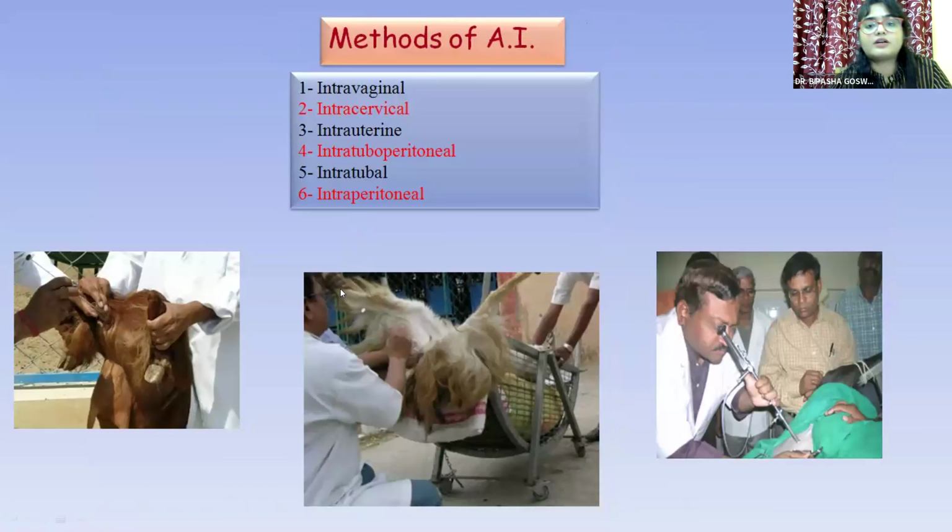So there are different methods of artificial insemination, that is intravaginal, intracervical, intrauterine, intratuberoperitoneal, intratubal, and intraperitoneal. Of the 6 types of method, the intravaginal and intracervical methods we can do by hand, and intrauterine, intratuberoperitoneal, intratubal, and intraperitoneal we have to perform by laparoscopic method.